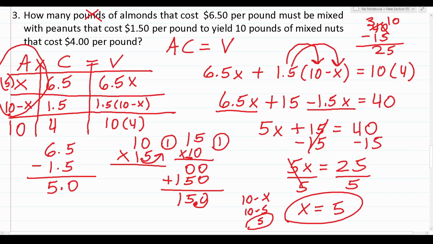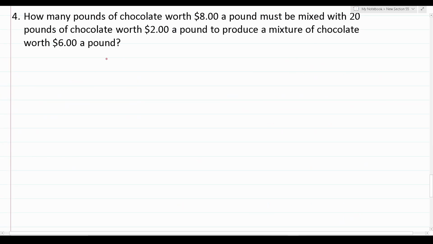Again, you should be able to start working on these on your own. So in light of that, I strongly encourage you to work out this last one on your own. All right, this fourth and final question says, how many pounds of chocolate worth $8 a pound must be mixed with 20 pounds of chocolate worth $2 a pound to produce a mixture of chocolate worth $6 a pound?